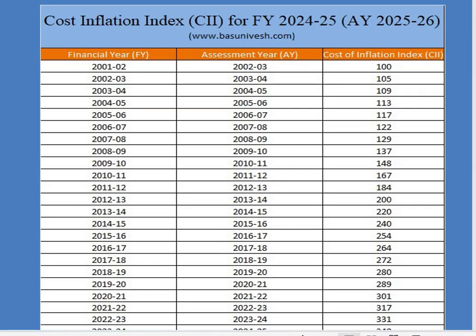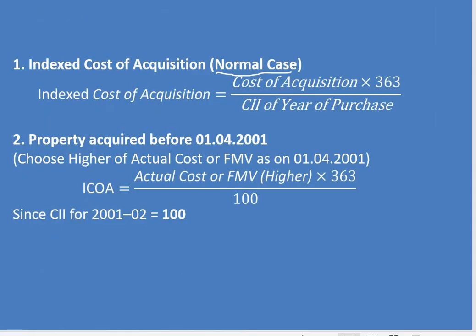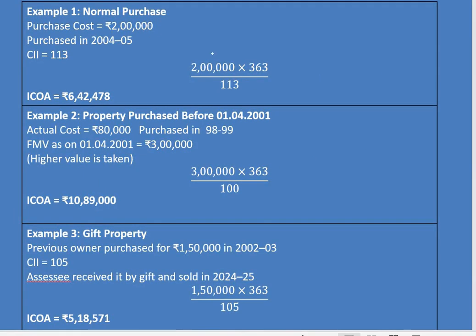CII of 2004-5, here you can see 2004-5, 113. That value they have written, that's all. It will be given in the question. CII of the year of purchase they will give in the question. The formula, index cost of acquisition is equal to, what is the formula? Cost of acquisition, how much in the question? The cost of acquisition is purchase cost 2 lakh into 363, that is CII of the previous year, divided by 113.